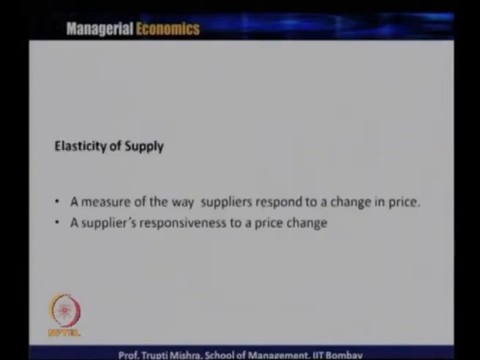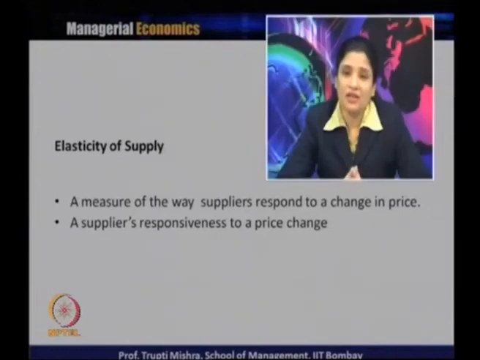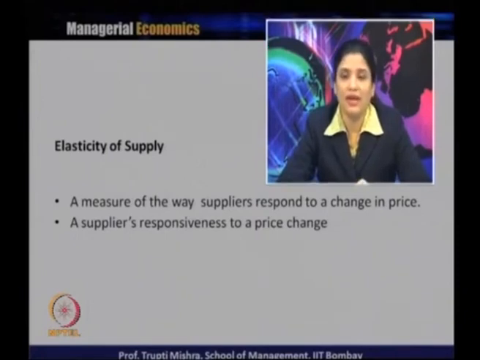So, we will start the concept of elasticity of supply, and elasticity of supply is nothing but the relationship between the price and quantity supplied. As the law of supply says, there is a positive relationship between the price and supply. Whenever there is an increase in the price, there is an increase in the quantity supplied, and whenever there is a decrease in the price, there is also a decrease in the quantity supplied. It means there is a positive relationship between the price and quantity supplied. But elasticity of supply will help us identify the magnitude of change in the quantity supplied when there is a change in the price.